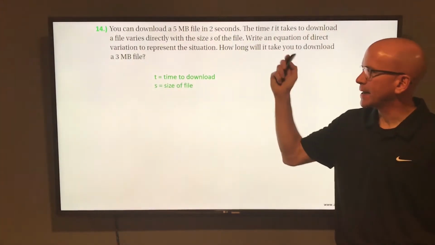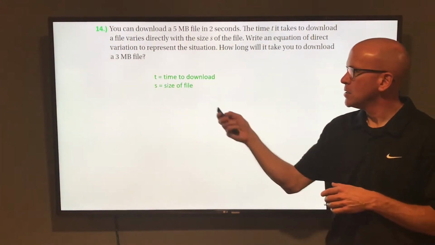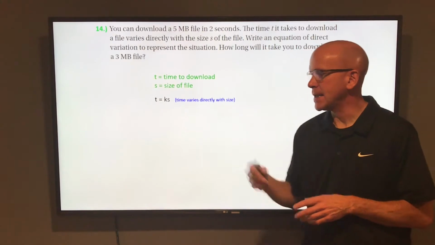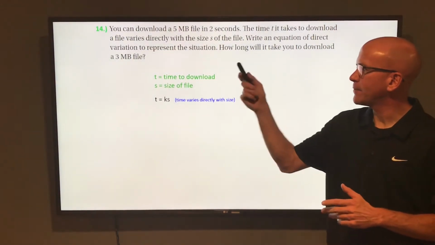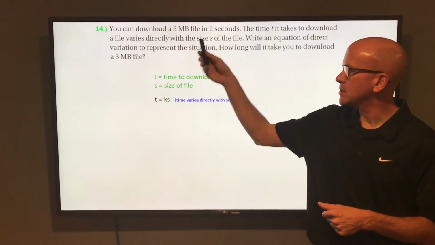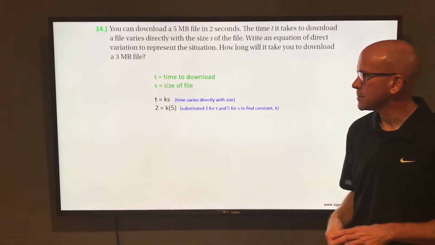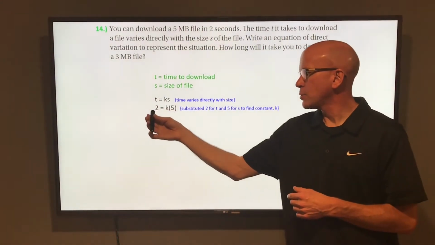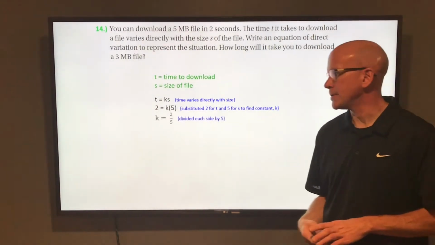T varies directly with s, just like y varies directly with x. You could write this as t equals k times s. And we need to write an equation of direct variation to represent this situation. So the time t is 2 for a 5 megabyte file size. So put 2 in for t, 5 in for s. That will give you the constant of variation.